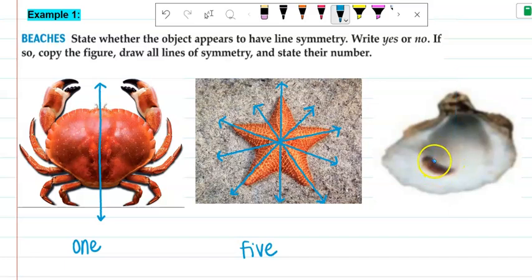We also have this brown spot that we have to take into account, and that's not the same on this side. If we try to draw it this way, again, there's this knob up here that would not match with the part down here. So for this one, we could say it has 0, or none, because there are no lines of reflection.